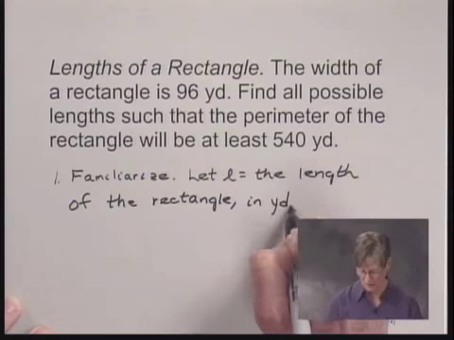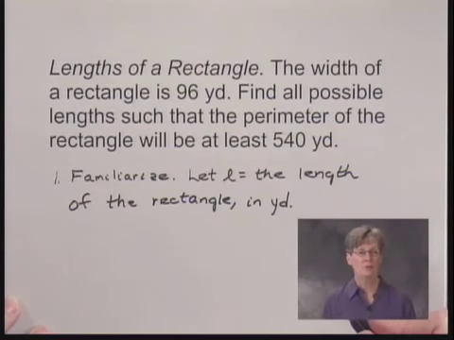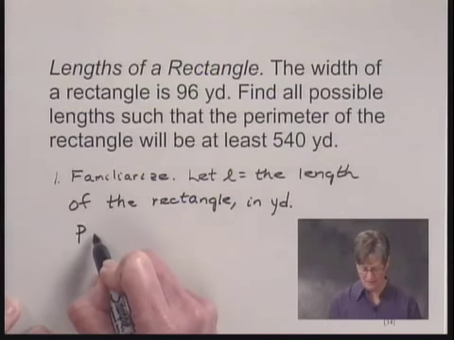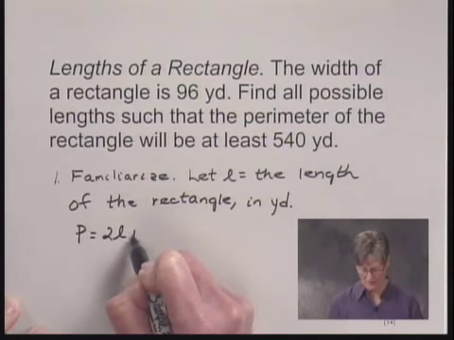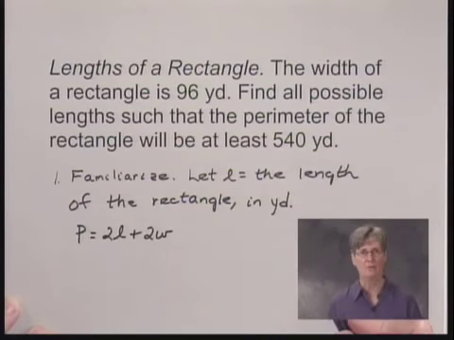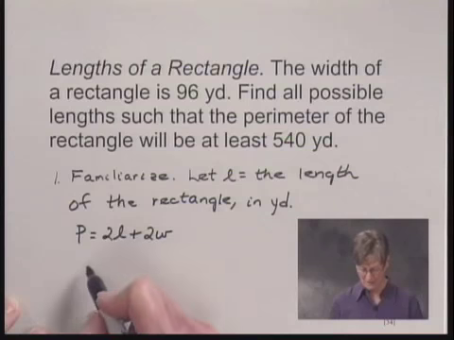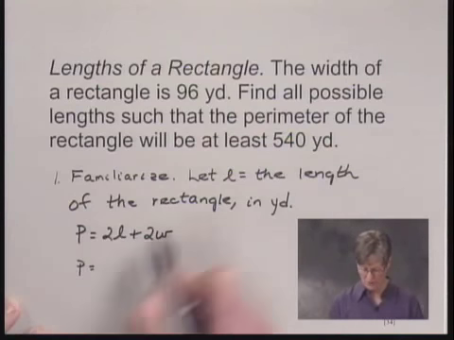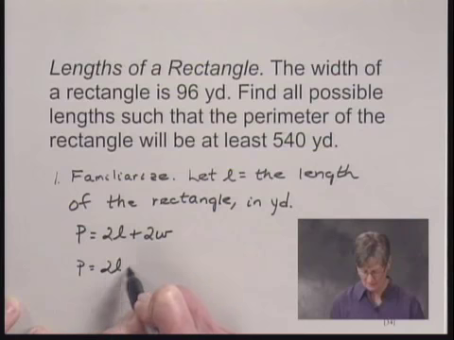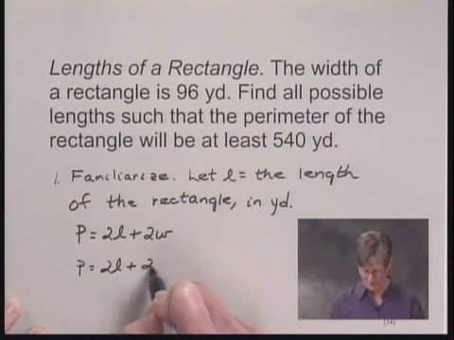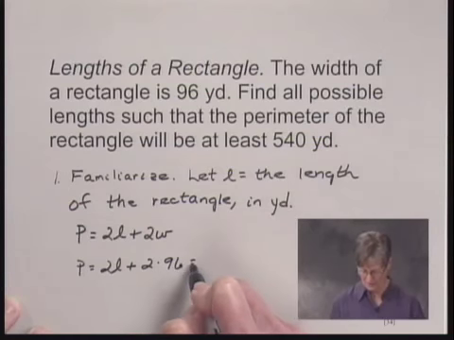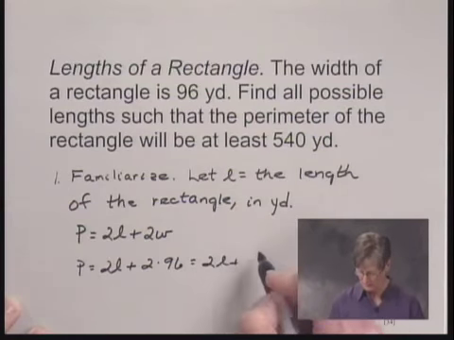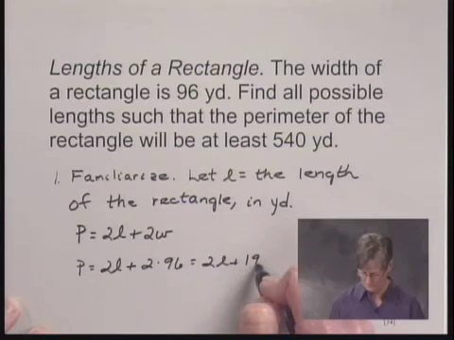The unit is yards. Now, we need a formula from geometry to do this. Remember that the perimeter of a rectangle with length L and width W is given by 2 times the length plus 2 times the width. So for our rectangle, the perimeter is going to be 2 times L, which is the length, plus 2 times the width, and we're told that the width is 96 yards. So 2L plus 2 times 96, or 2L plus 192.